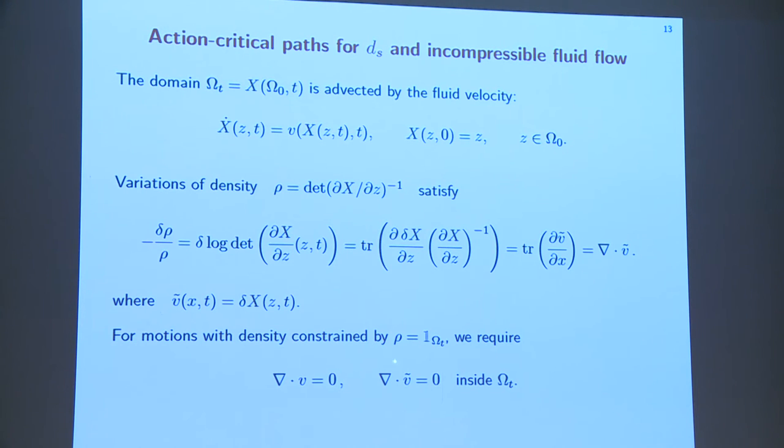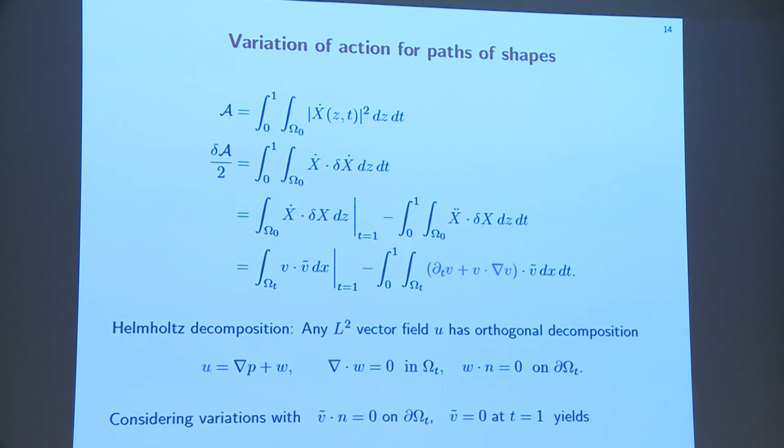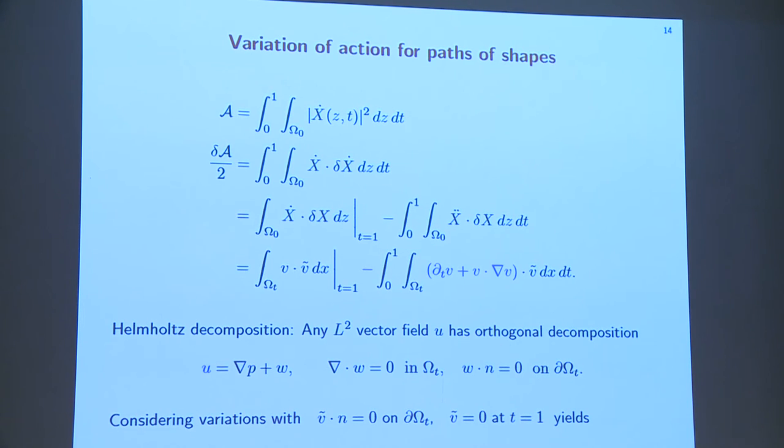We're interested in motions constrained by being characteristic functions. So inside our domain that's evolving, velocity will have zero divergence, and so will the perturbations. But that's not true in the weak sense in R^d. We have the continuity equation. Okay, so we go ahead and compute the variation of the action, and I basically do it on one slide here. We'll have Euler's equation at the next line.